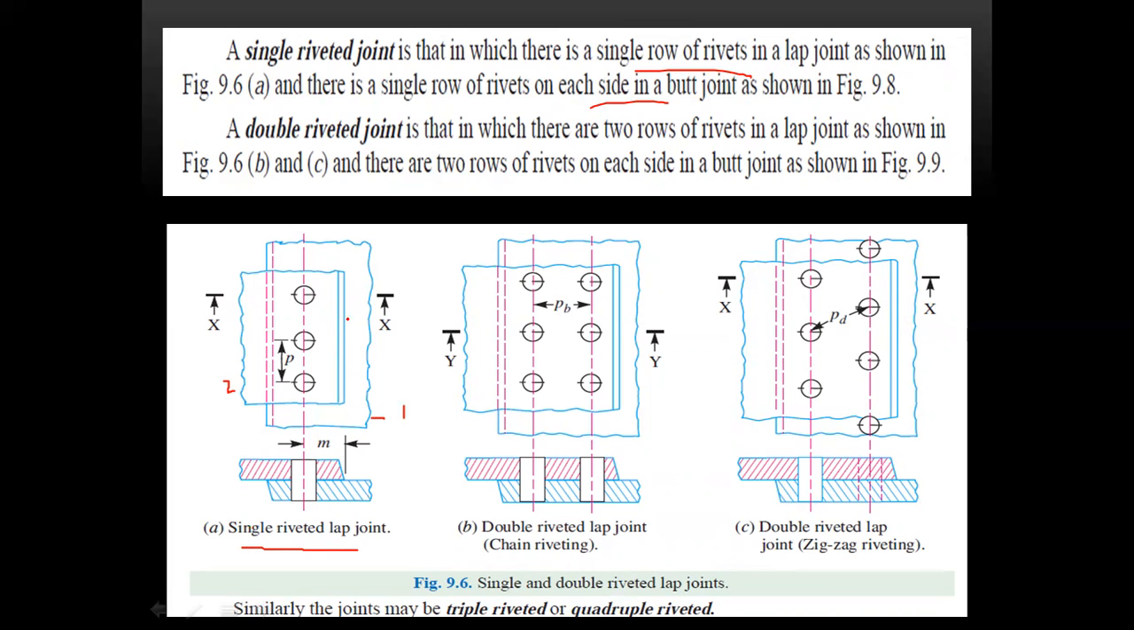So plate 1, on it plate 2 is placed over it, and here you are getting a series: rivet 1, rivet 2 and rivet 3.